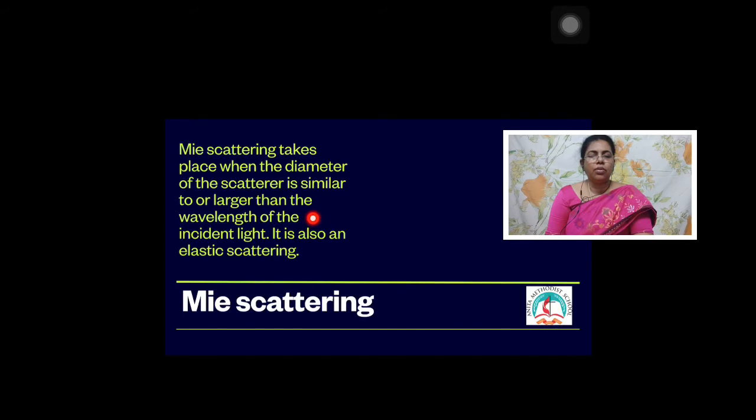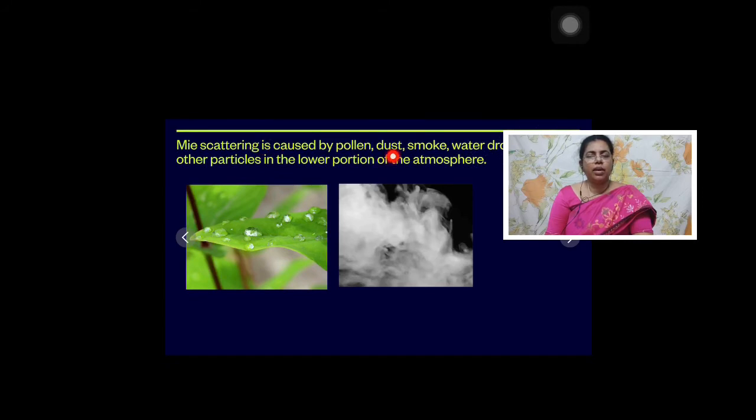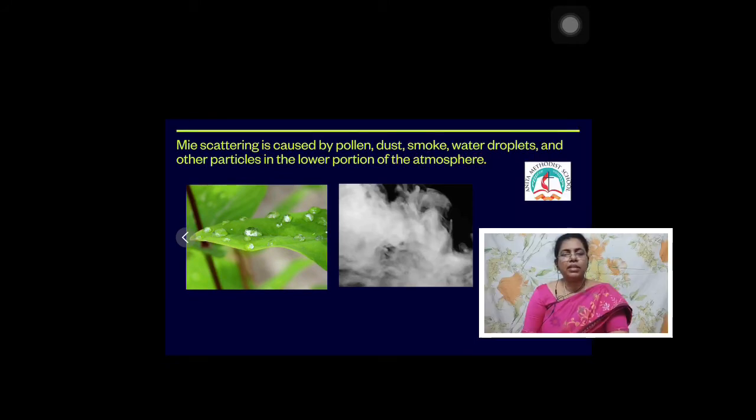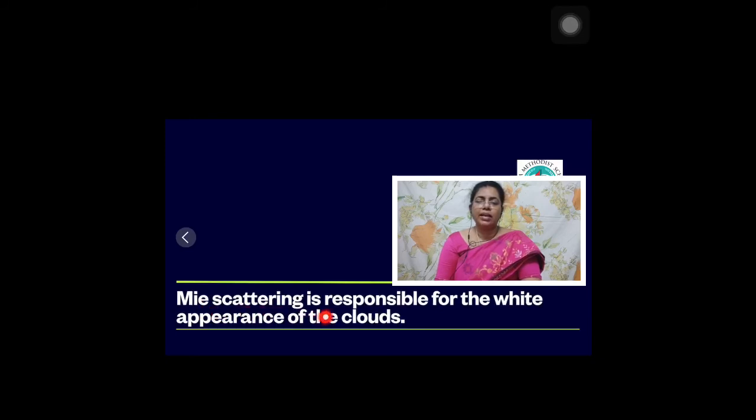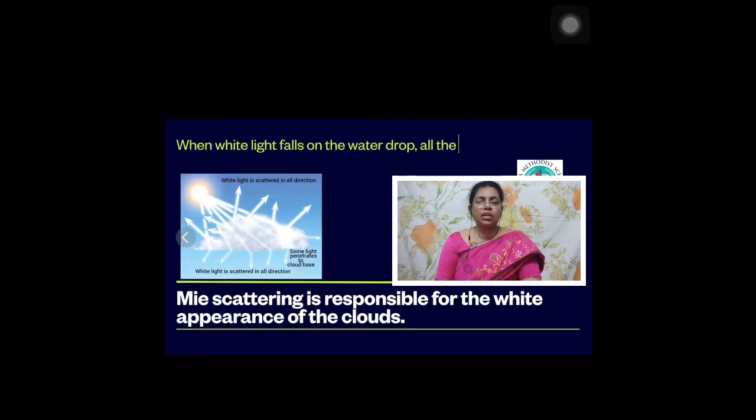So we already know that when light falls on particles, they get scattered. When the diameter of the particles is similar to or larger than the wavelength of the incident light, Mie scattering takes place. Mie scattering is caused by pollen, dust, smoke, water droplets and other particles in the lower portion of the atmosphere. Mie scattering is responsible for the white appearance of the clouds. When white light falls on the water drop, all the colors are equally scattered, which together form white light.